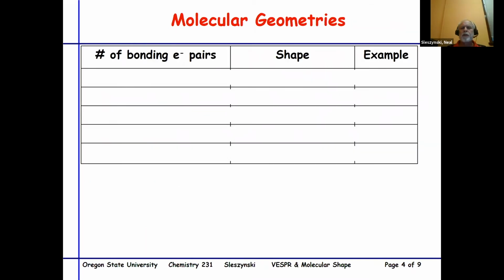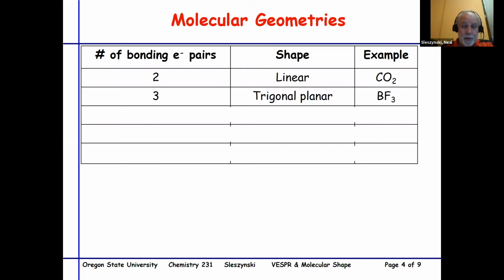Well, if we were going to summarize molecular geometries in a table, we would take a look at the number of repelling electron pairs we have, the shape that we end up with, and an example of the molecule. So 2 repelling electron pairs, the molecular shape will always be linear. My easy example would be carbon dioxide. 3 repelling electron pairs, trigonal planar.